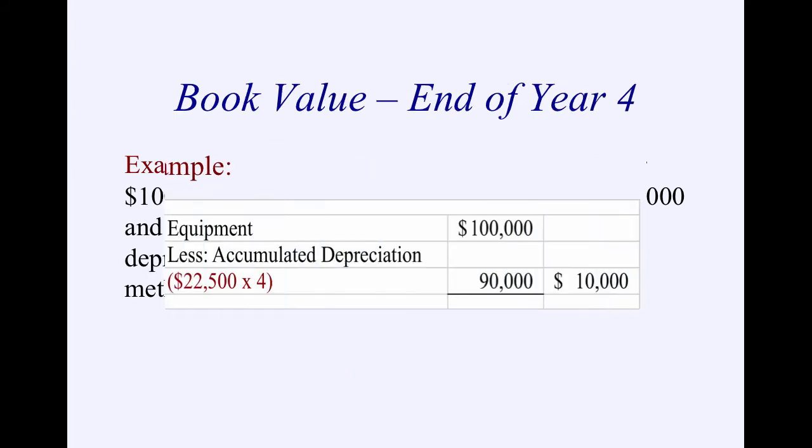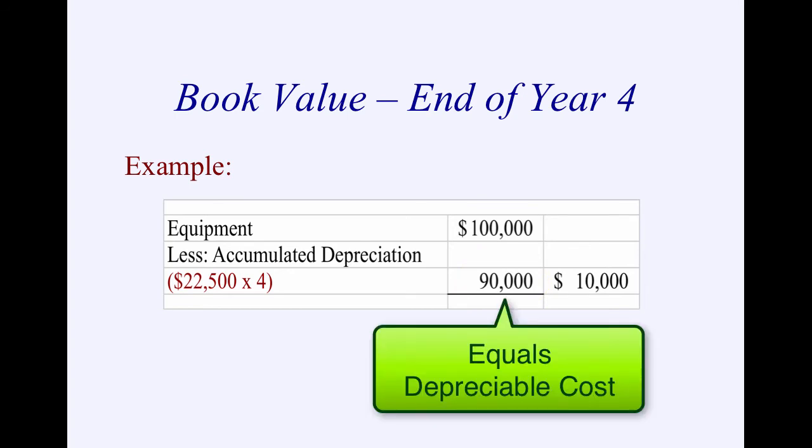Let's look at what the book value of this asset will be at the end of year 4. In this case, we start with the cost, $100,000, and subtract the accumulated depreciation. Since I will recognize $22,500 as depreciation expense each year for 4 years, at the end of year 4, I will have recognized $90,000 of accumulated depreciation. You will notice this is equal to the asset's depreciable cost. This again is the maximum amount of depreciation that I can recognize on the asset.